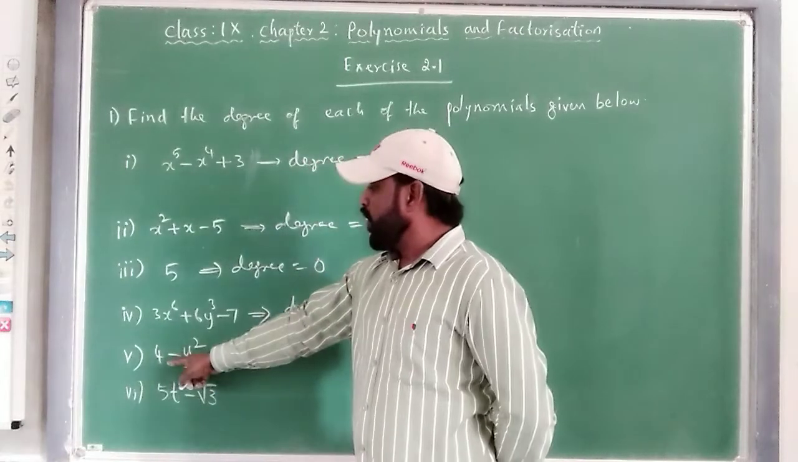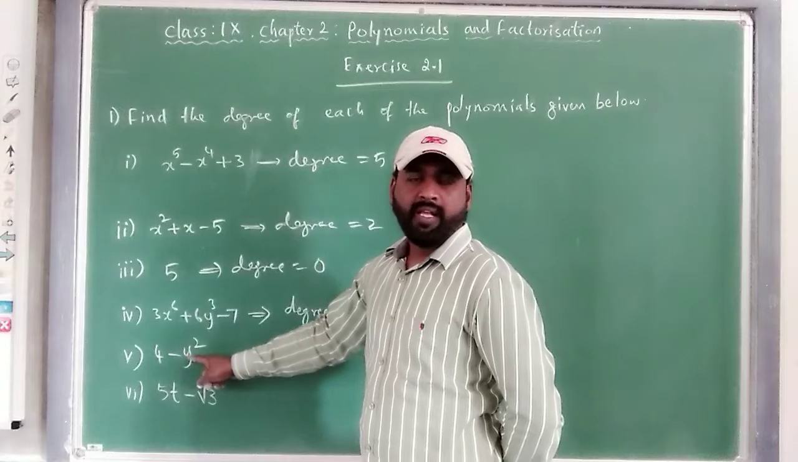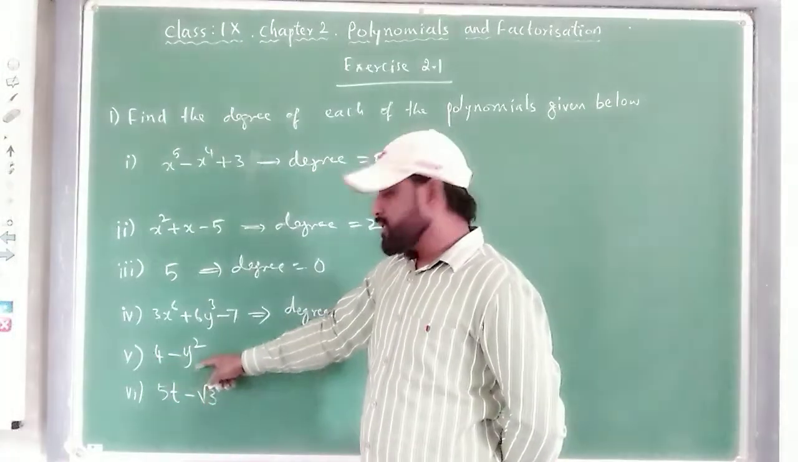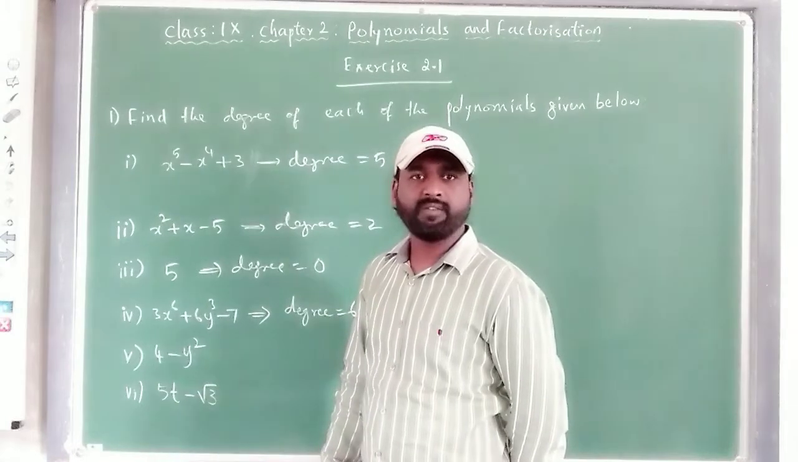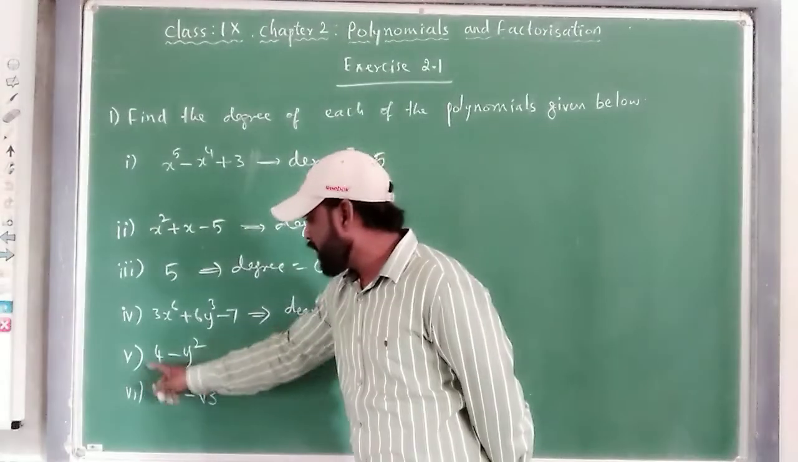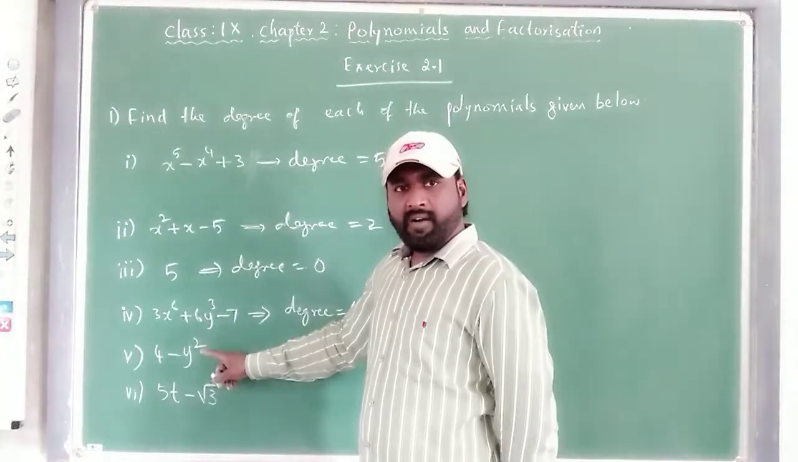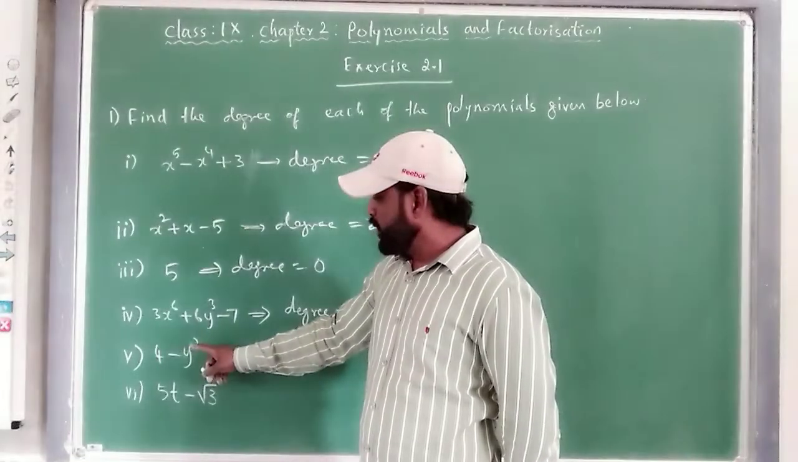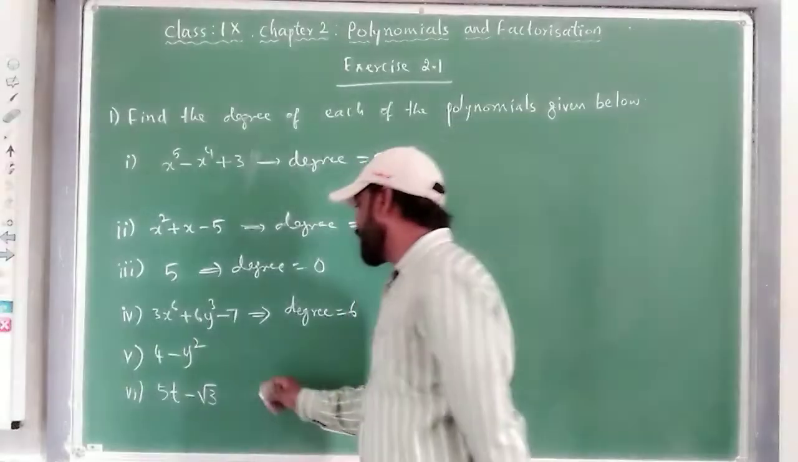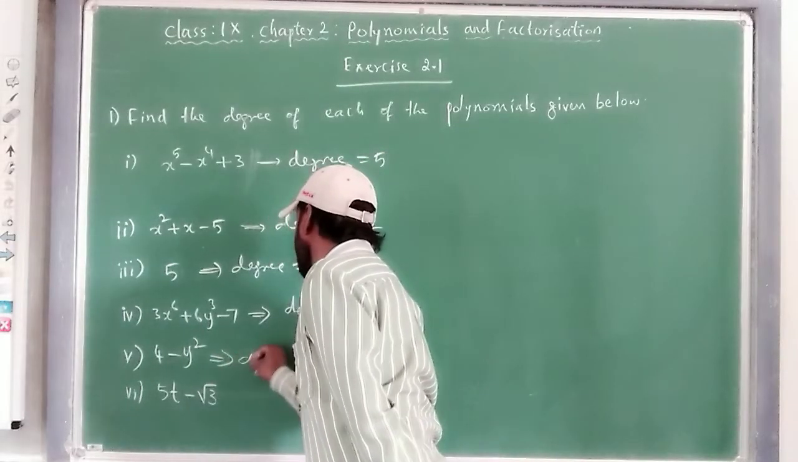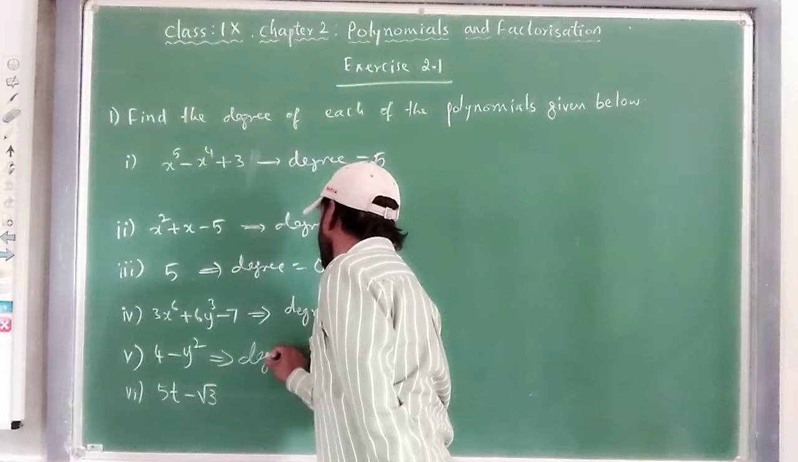Next one, 4 minus y square. The first term is the constant term, second term is y square. Here what is the variable involved in it? Y is the variable. This is the polynomial in y. That variable has the degree 2, that is the highest degree. So that will be the degree of the entire polynomial. So here degree is what? 2.